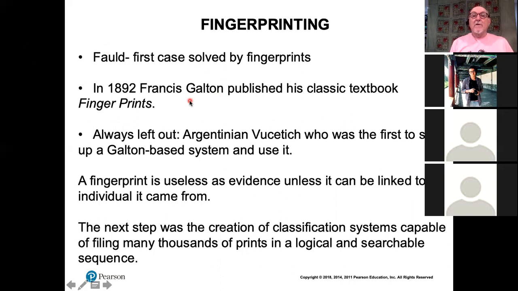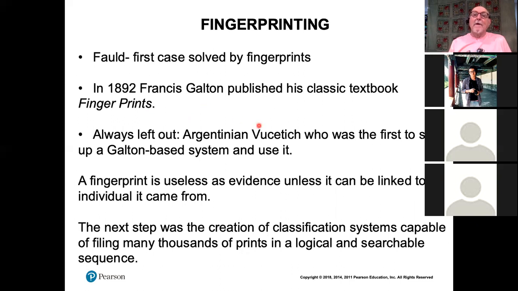This man here, Francis Galton, was actually a relative of Darwin's, and he was also interested in evolution and various things, but he published a textbook on fingerprints. He was just interested in the evolutionary significance of fingerprints, which are present not only in human beings, but in apes, their relatives, as well. But this was not really a book on solving crime or anything like that. It was just about fingerprints, how fingerprints are created, how they are structured, all the different kinds of fingerprints that there are.